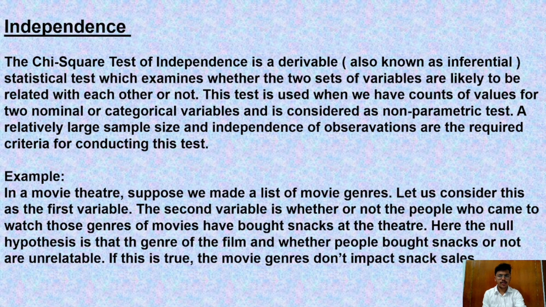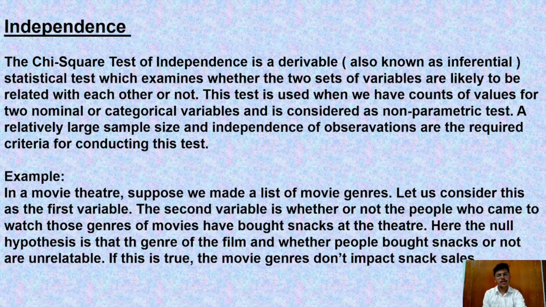Independence. The chi-square test of independence is a derivable, also known as inferential statistical test, which examines whether the two sets of values are likely to be related to each other or not. The test is used when we have counts of values for two nominal or categorical variables and is considered a non-parametric test. A relatively large sample size and independence of observations are the required criteria for conducting this test.